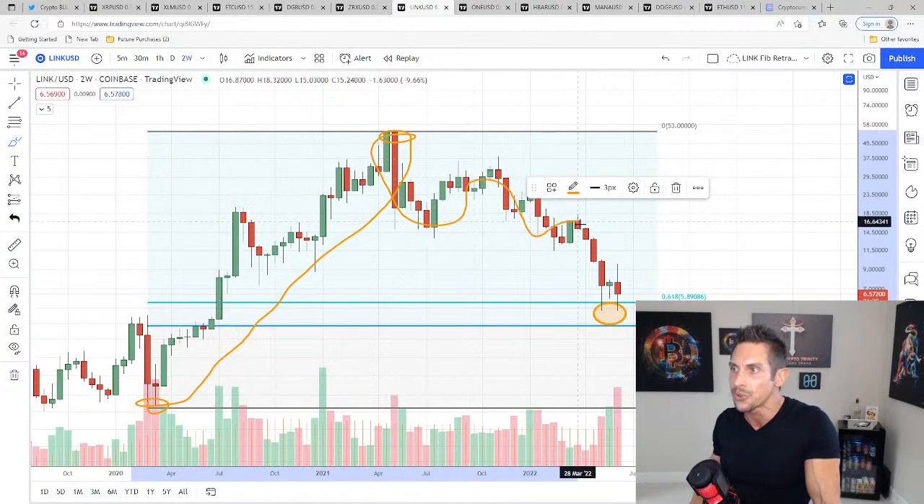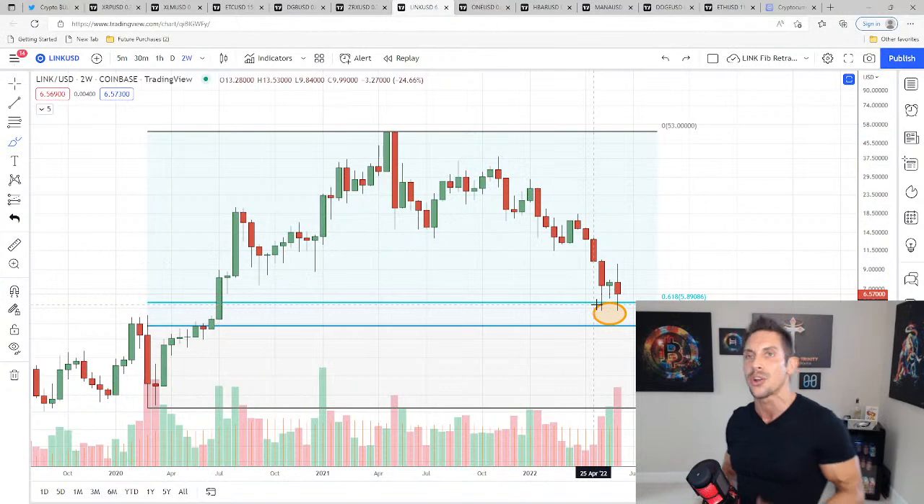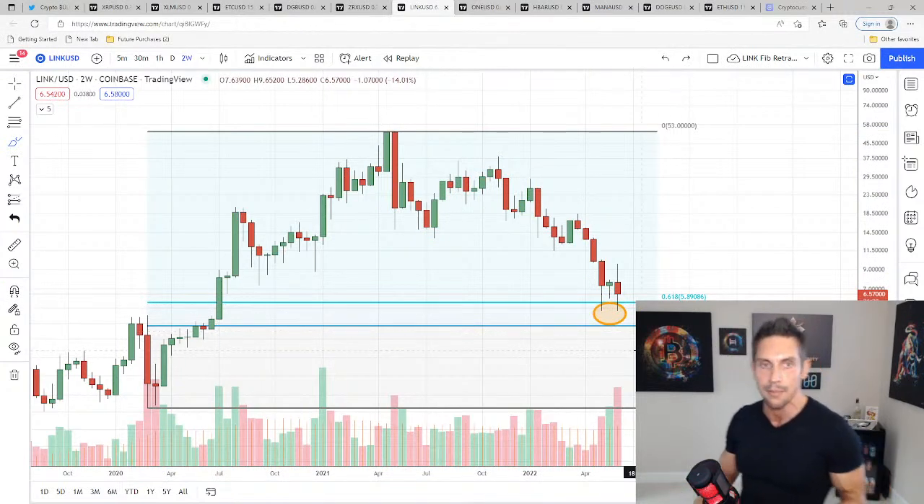And we've since retraced, and look where we came. We came into the golden zone, the golden pocket, the 0.618. We're right in between the 0.618 and 0.702.